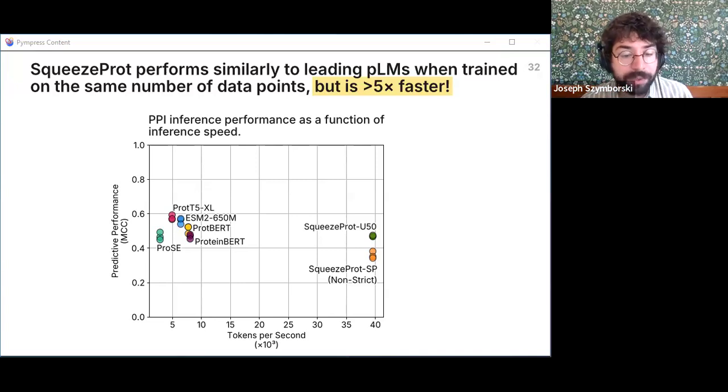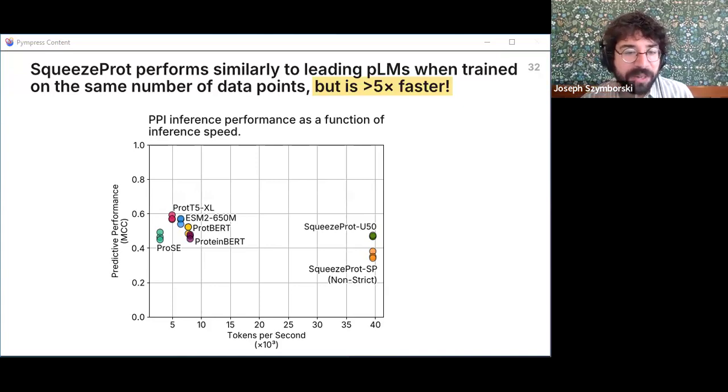Another thing to note is how fast SqueezeProt is. It's about 5 times faster than the fastest model we benchmarked. The orange markers here show SqueezeProt SP. This is the SqueezeProt trained on over 500,000 proteins, so it's much, much smaller. But the result is that it's much quicker to train. So we were able to train it on one RTX 3090 for 7 days, whereas the U50 took a month on 4 RTX 3090s. That's to be compared with the other models, which here were trained on what the authors called the world's second fastest computer.